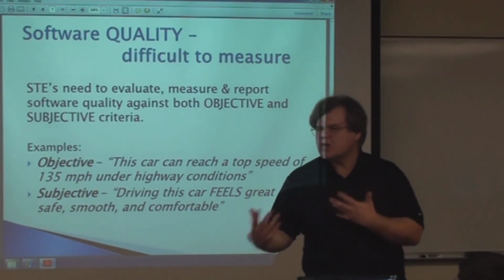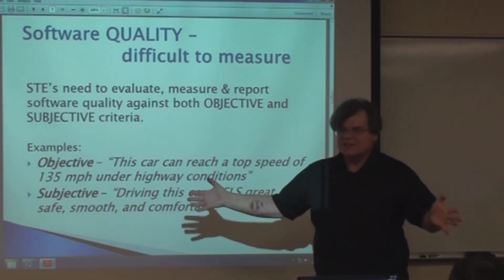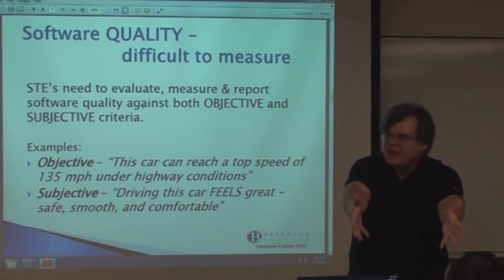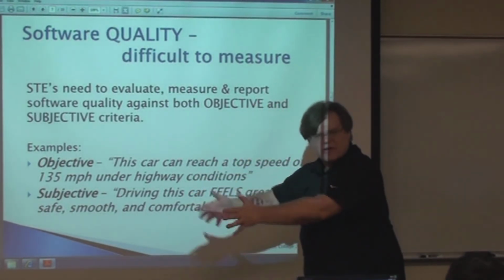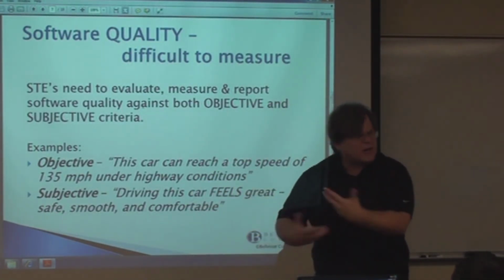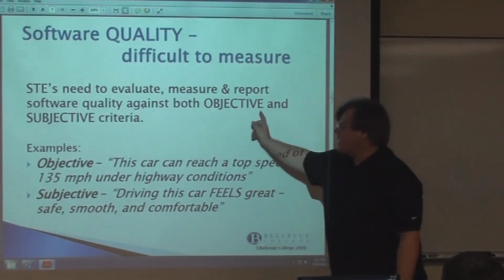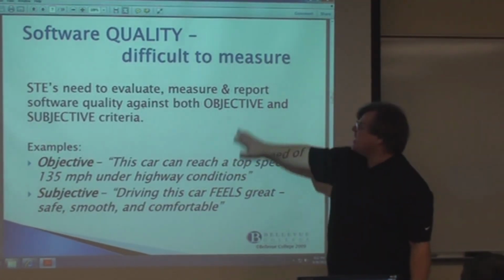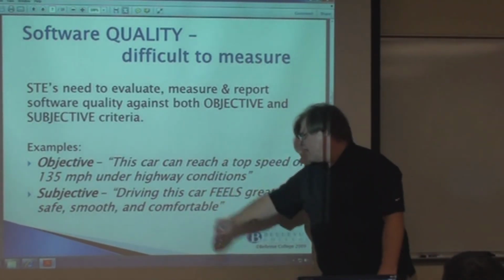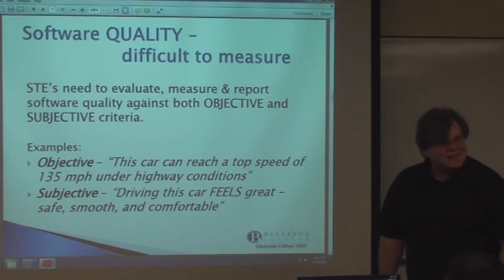How do you look at software through different lenses, in different perspectives, and say, well, this software is capable of doing this, but it's not very useful in doing that, or it's not very intuitive, or it's not very helpful, or it's not very reliable, whatever the characteristics might be? As I mentioned much earlier, there's objective criteria. A car can reach a top speed of 135 miles. There's subjective. Driving this car feels great.